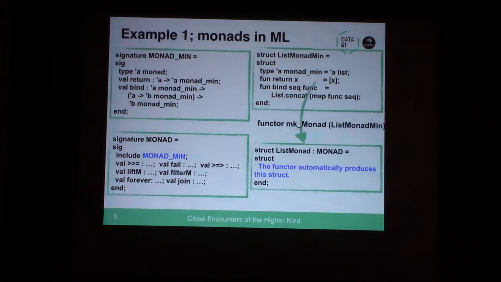And once we have instantiated monad list as monad, we can apply this ML functor called makeMonad to generate the full-fledged instance of the list monad. We can do it automatically because we can define all the auxiliary functions in the full specification using the minimum definition.